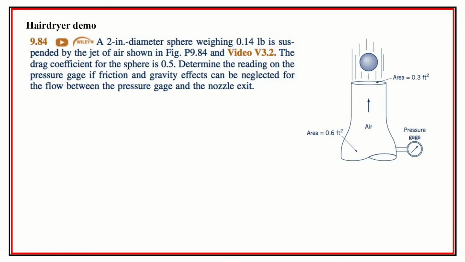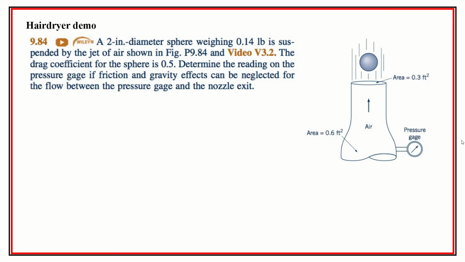Okay, so here's video 2 of class 18, and we're going to deal with, I don't know, something like a hair dryer, maybe? It's got a jet that's shooting up this sphere that weighs 0.12 pounds, and air is blowing up, suspending it due to drag, and they give us that the drag coefficient is 0.5. I want to determine the reading on this pressure gauge right here.